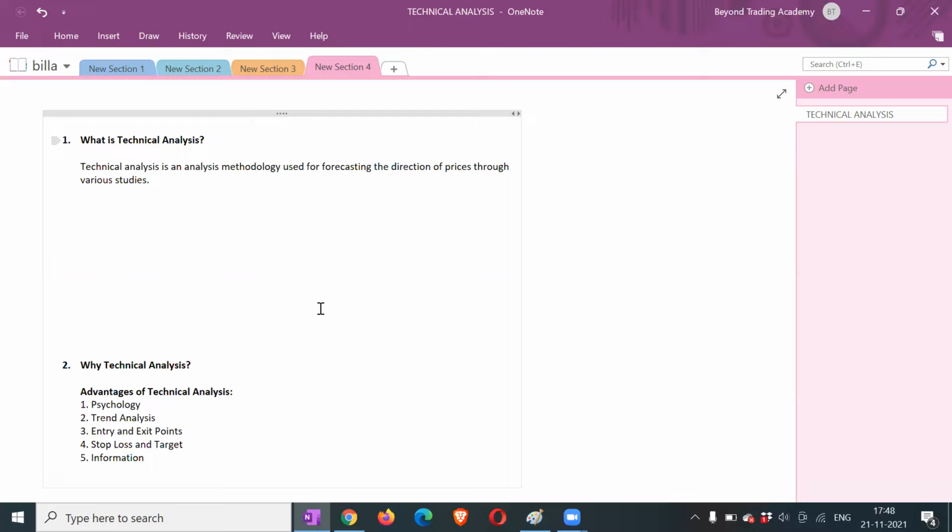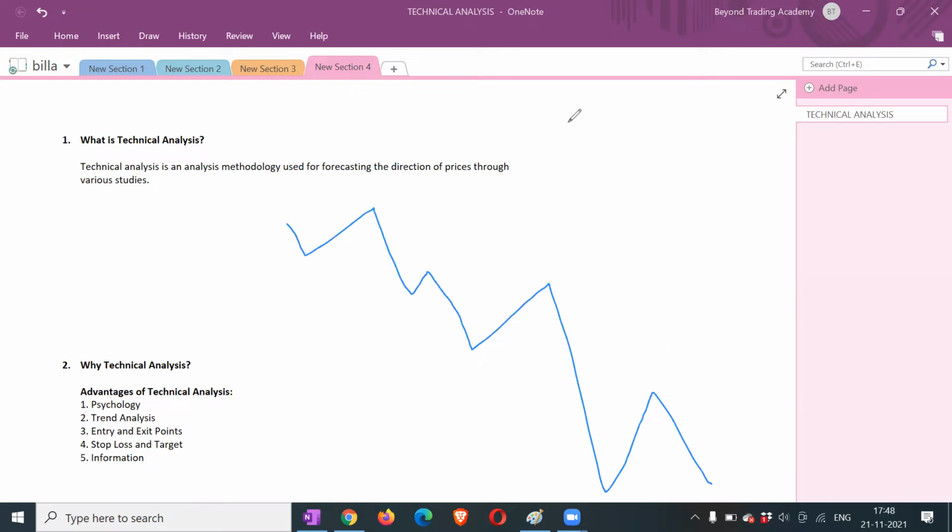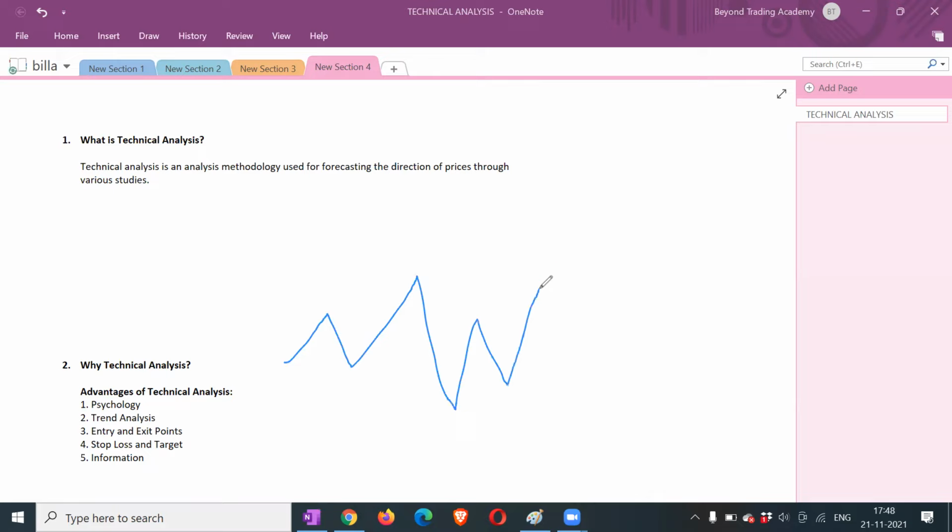And trend analysis, you can easily identify, if not easily, sometimes. So what is a trend? We have three: uptrend, downtrend, sideways. Uptrend is something that goes in this pattern, something that goes upside. And downtrend is something that comes this way. And sideways is something that goes nowhere, something like this. So you can't define the direction here, whether it is heading up or heading down.